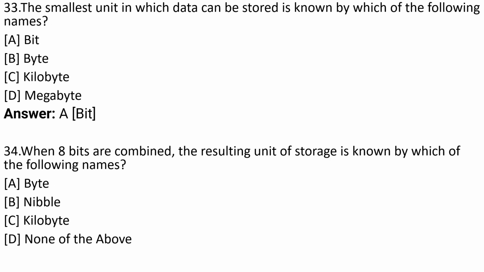Question number 33. The smallest unit in which data can be stored is known by which of the following names? Option A, bit. Option B, byte. Option C, kilobyte. Option D, megabyte. And the answer is option A, bit.